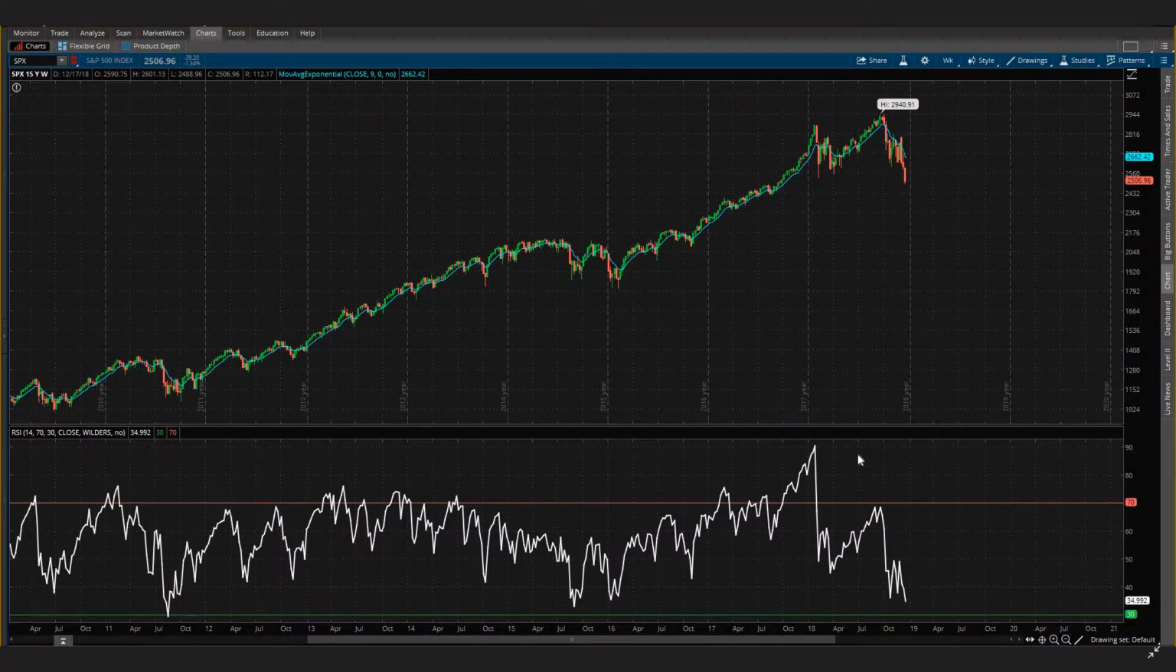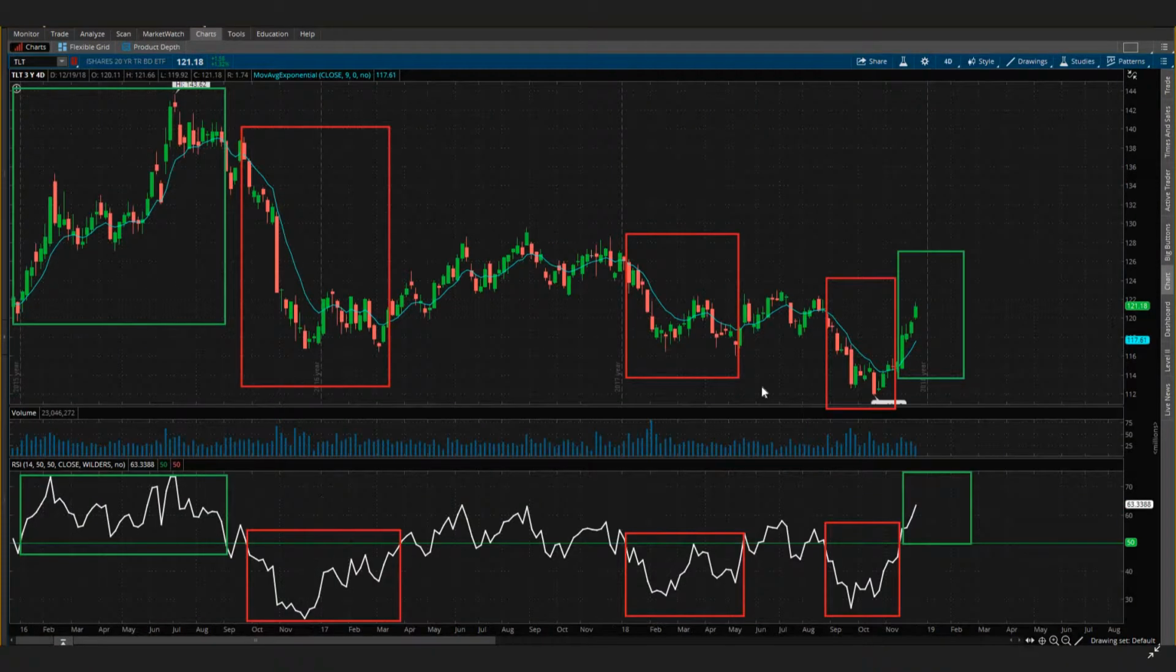Now I'm going to get into the basic practical uses for RSI. First we're going to take a look at TLT, an ETF of 20-year bond yields. It's a very non-volatile asset, and we're looking at it on the 4-day chart. The reason for the 4-day chart is just because it gives the most clear example of how RSI can be useful in the market. Coming down to the RSI, this green line that I have drawn is the 50 line.